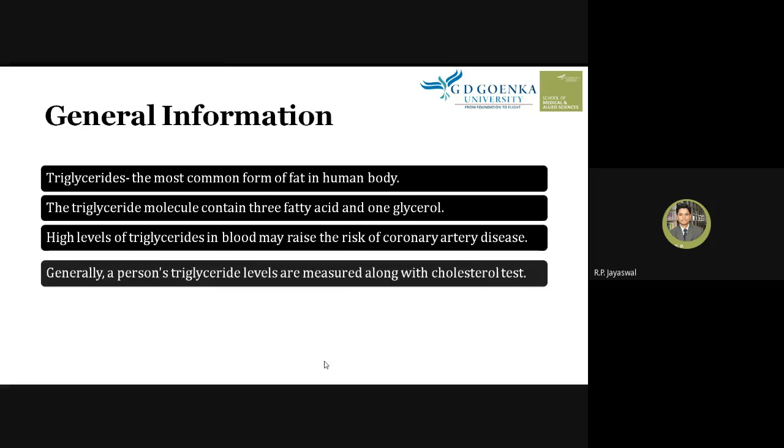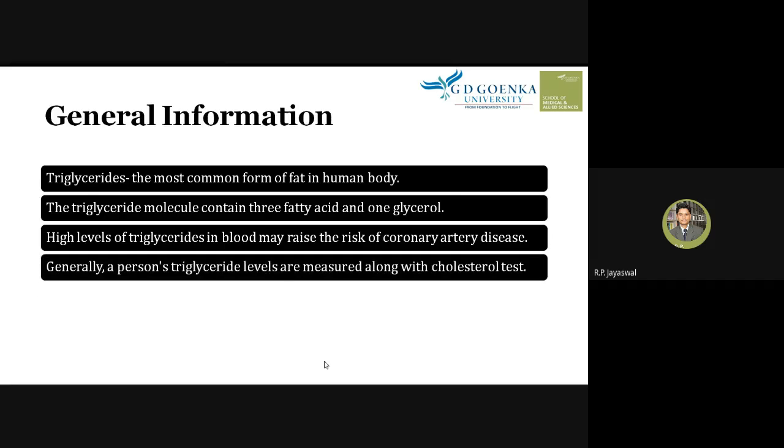Generally, a person's triglyceride levels are measured along with the cholesterol test. So when a doctor writes a triglyceride test, the doctor also writes the cholesterol test along with the triglycerides. So a person's triglyceride levels are always measured along with the cholesterol test.